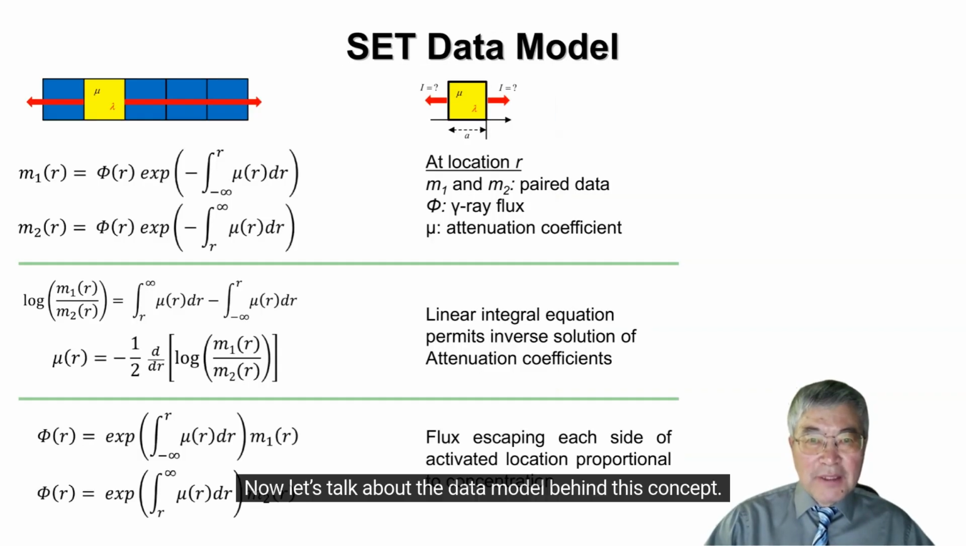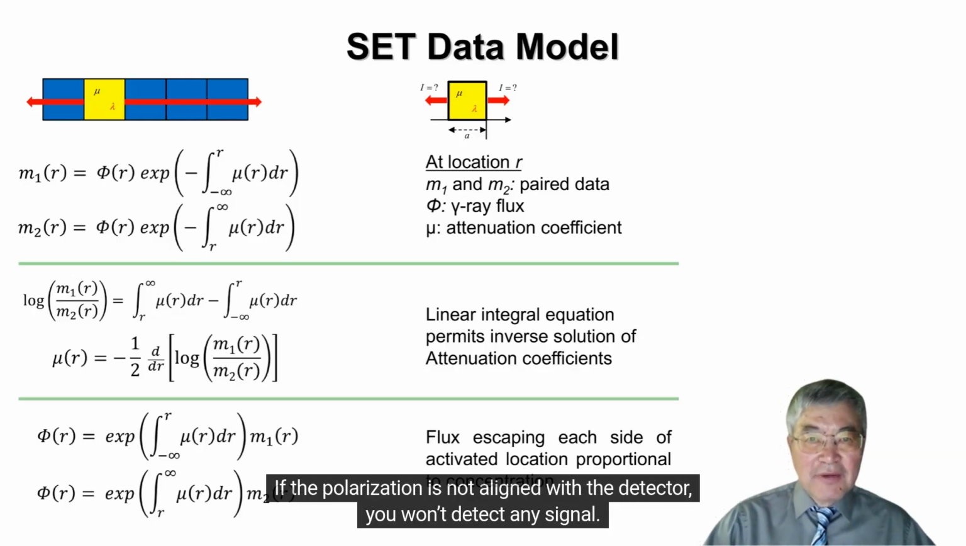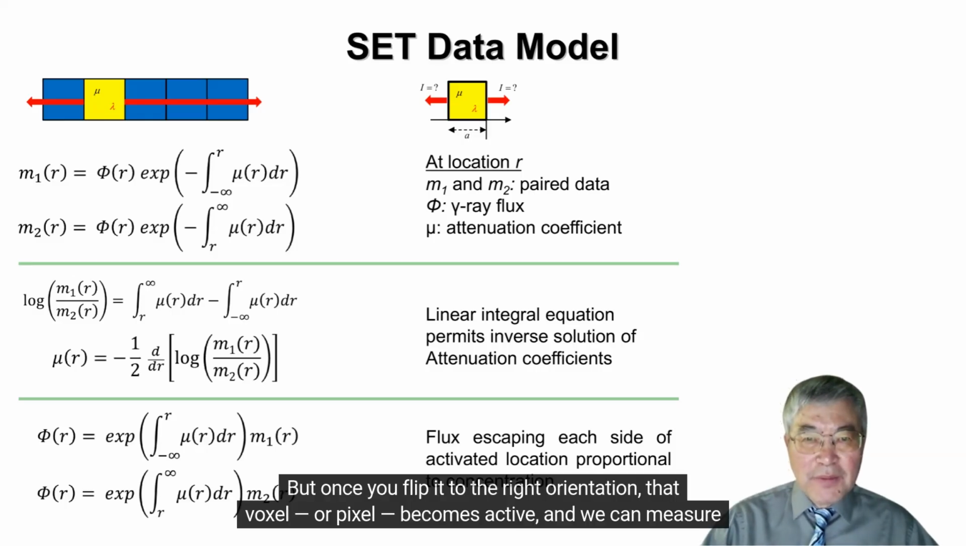Now let's talk about the data model behind this concept. As I mentioned earlier, each polarized tracer behaves like a tiny donut that can be flipped in any direction. If the polarization is not aligned with the detector, you won't detect any signal. But once you flip it to the right orientation, that voxel or pixel becomes active, and we can measure it.